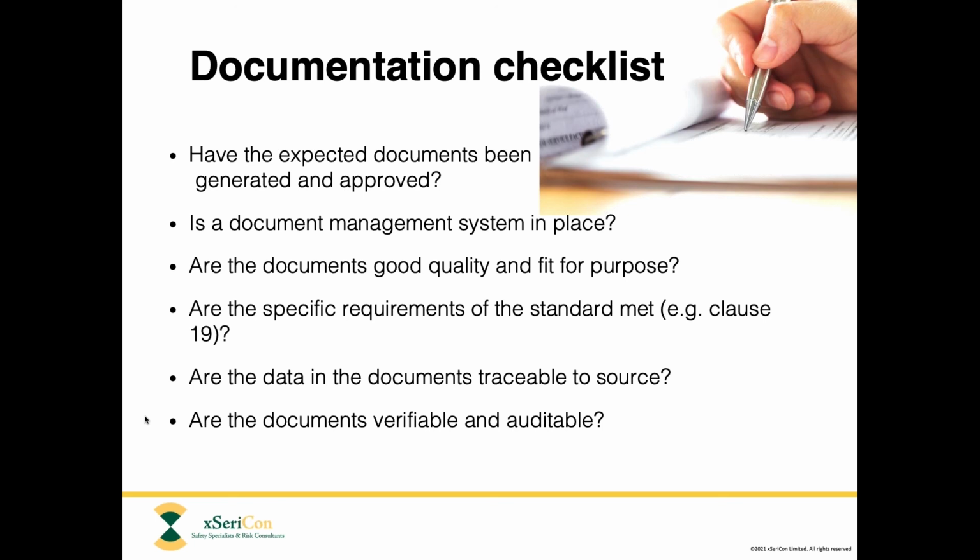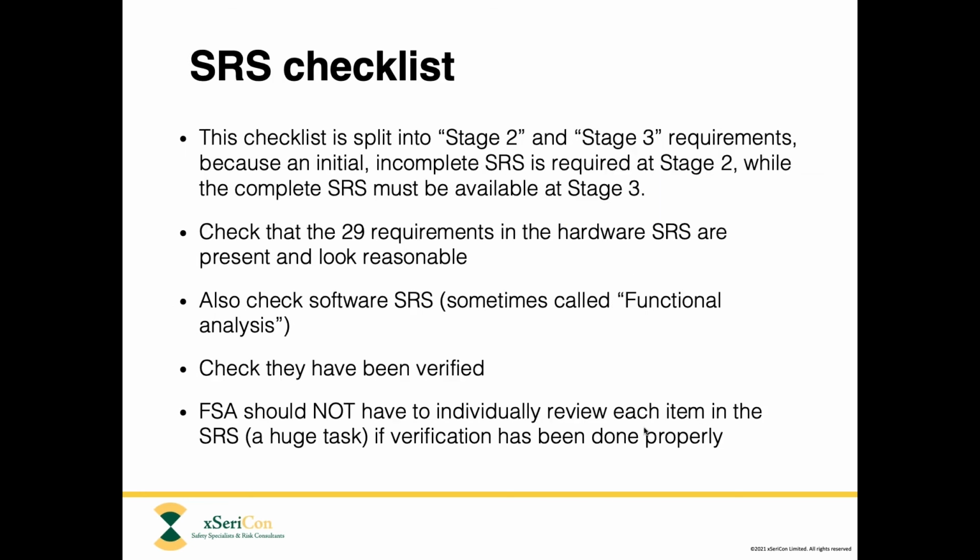And then the third checklist that we talked about is the safety requirement specification checklist. As I mentioned, the SRS is typically developed in 2 phases. The first phase being at stage 2, which is an initial or preliminary SRS containing just a few basic bits of information. But then by the time you get to FSA stage 3, the complete SRS needs to be developed. So we have basically 2 separate checklists, one for stage 2 and one for stage 3.